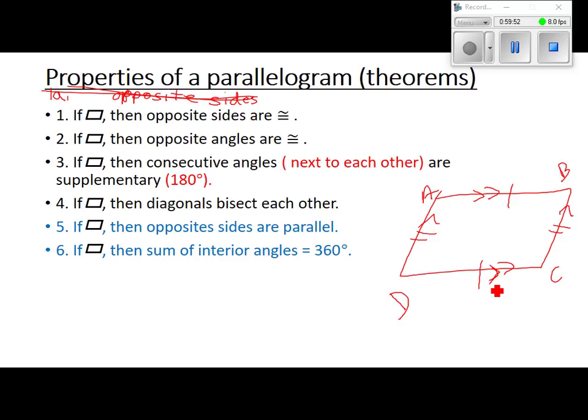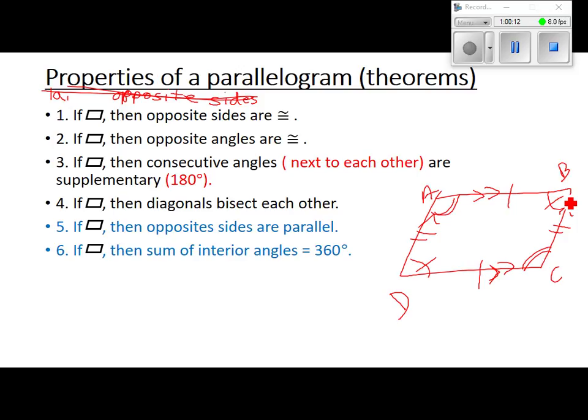Opposite angles are congruent. Which angle is opposite angle A? C. So we know that those two are congruent. Which angle is opposite angle D? B. So we know that those two are congruent. We don't know all four of them are congruent. We know these two are the same, those two are the same.